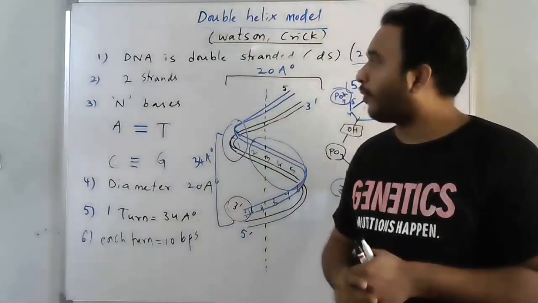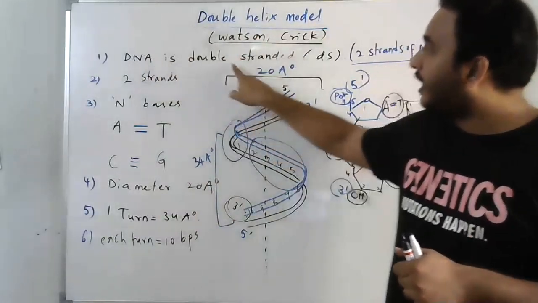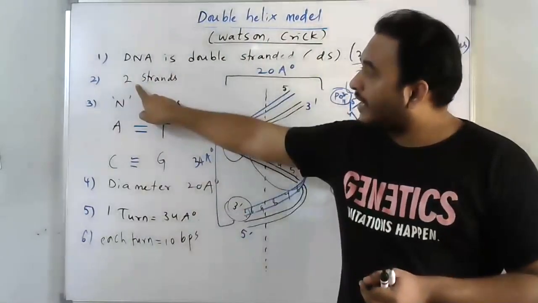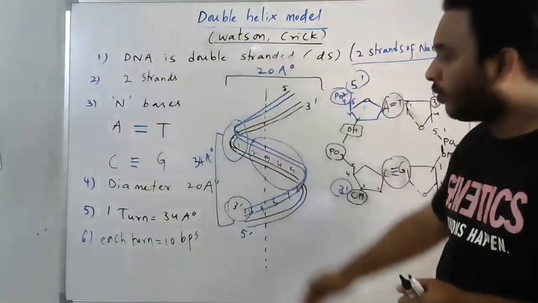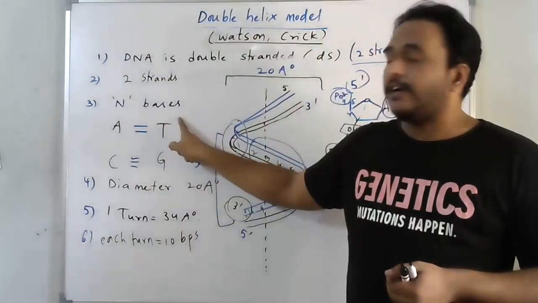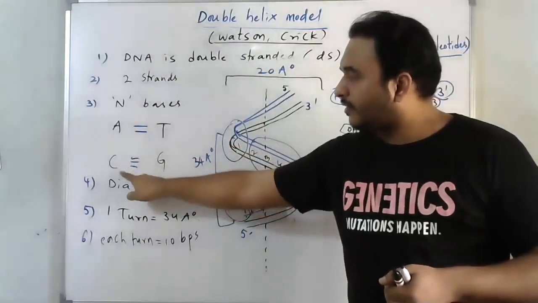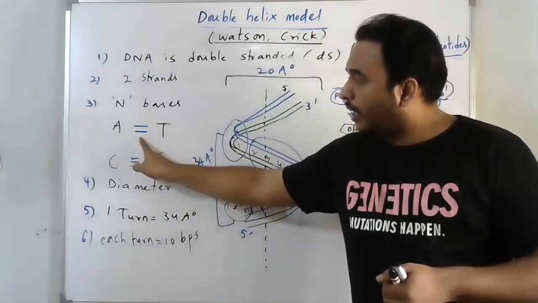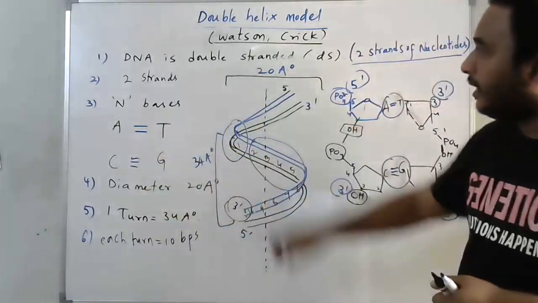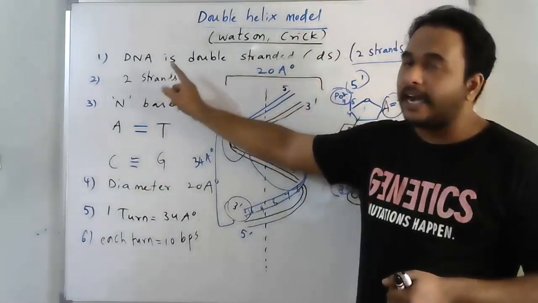Again, I'm going to repeat the points. First, according to the double helical model by Watson and Crick, the DNA is double-stranded, DS. DS stands for double-stranded. And next, they consist of 2 strands of polynucleotides, consisting of nitrogenous bases adenine, thymine, cytosine, guanine. Adenine-thymine with double hydrogen bonds, cytosine-guanine with triple hydrogen bonds. And coming to these two strands, they have anti-parallel polarity.